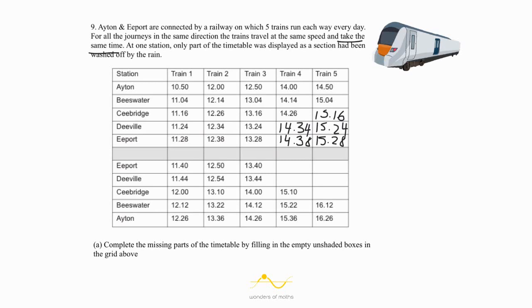3:28. Going in the opposite direction, trains leave Eport 12 minutes after arriving, so train 4 would leave at 2:50, and train 5 would leave at 3:40. Eport to Deaville takes 4 minutes, so train 4 would arrive at 2:54, and train 5 would arrive at 3:44. And finally, Deaville to Seabridge takes 16 minutes, so train 5 would arrive at 4 o'clock.